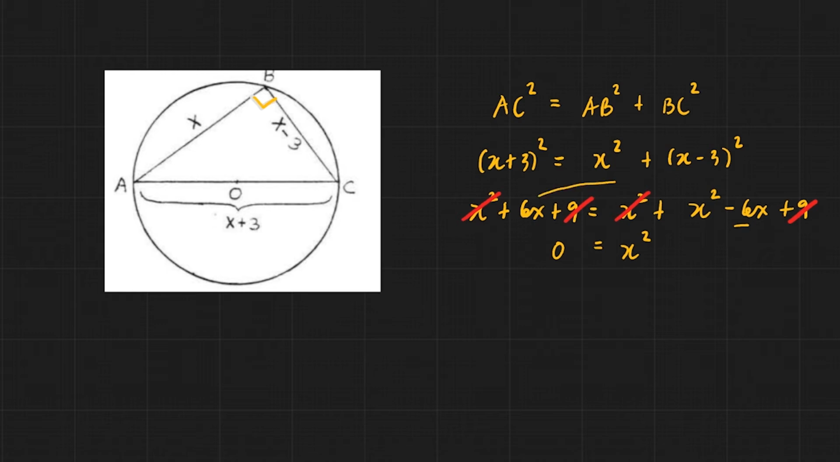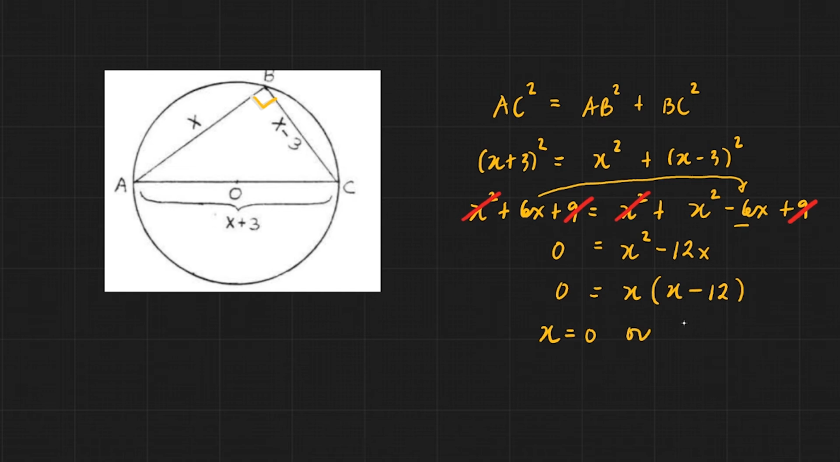Tapos, itong 6x na to, lilipat natin sa kabila. It will be negative 6x. So, we will have minus 12x. I think that's it. Okay, so this can be factored as x times x minus 12 by the zero product property. X is equal to 0 or x is equal to 12. Hindi pwedeng 0 because magiging 0 to or magiging negative to. So therefore, the value of x is 12.